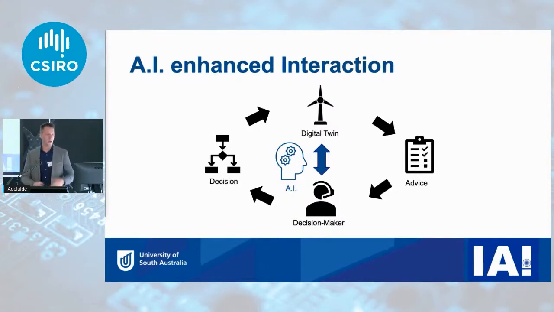We can use AI gesture recognition techniques to directly interact with these artifacts. And we can use AI to infer what information should be presented to the human so that they can make effective decisions.